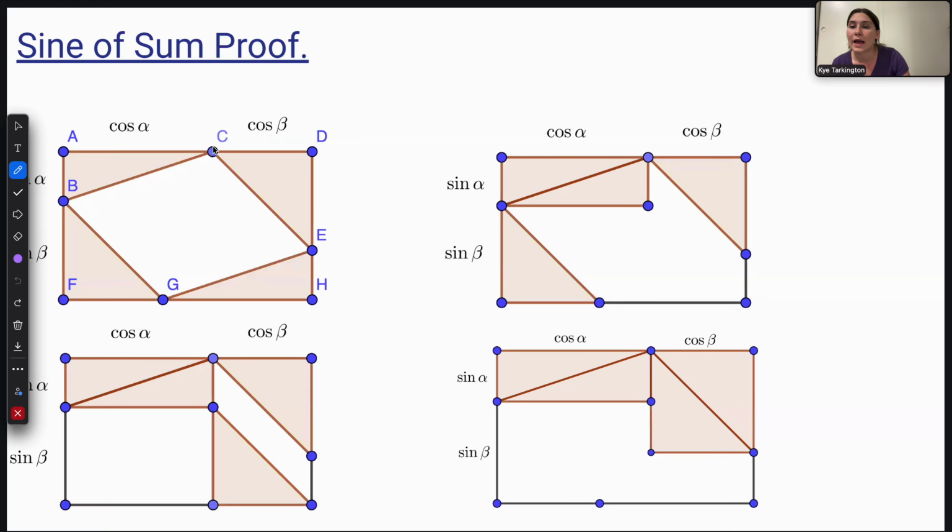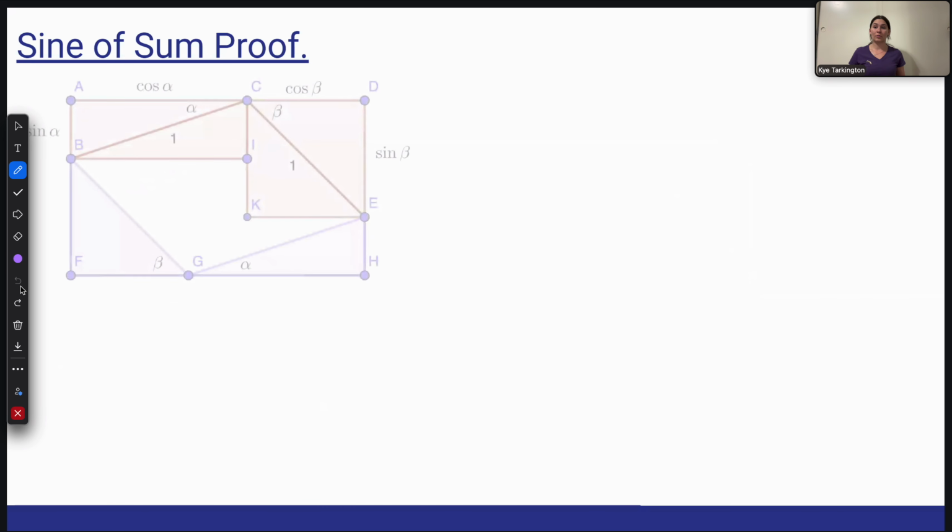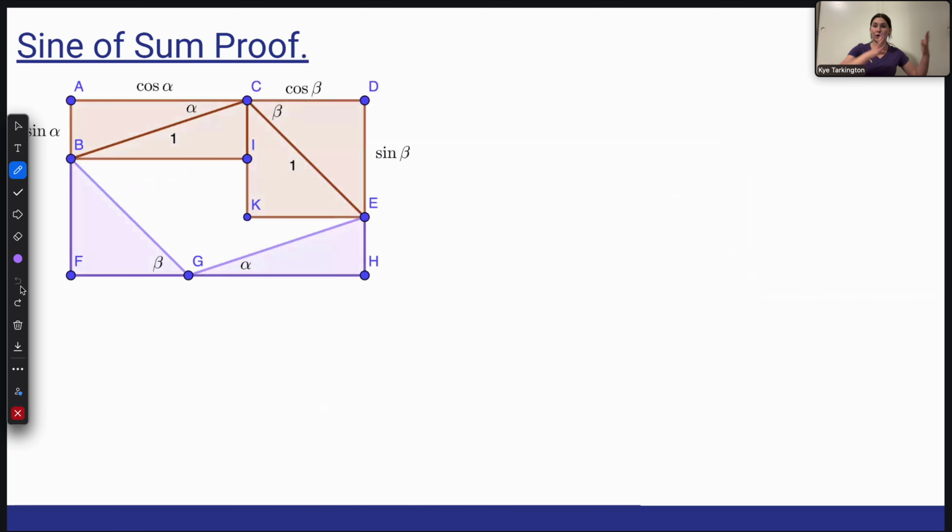We know that segment CB is congruent to segment GE. We know that segment CE is congruent to segment BG. And so we're able to push them up against each other like this only because we know that they're congruent. All right, and now we're going to start putting back those purple polygons that we have out here.